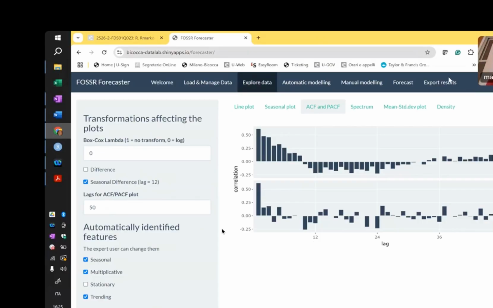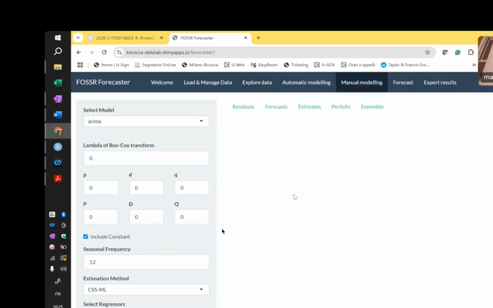For this, you have to go on to the manual modeling part, the automatic modeling part, which actually is the one that I haven't written. I have to integrate it better with the rest. But yeah, okay.